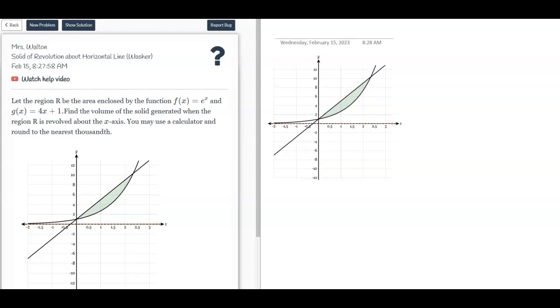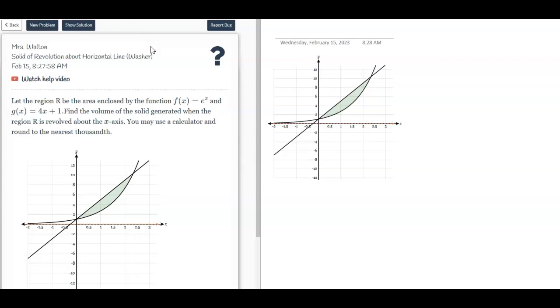Hello, today we are continuing our unit on volume and specifically solids of revolution. The figures today are going to be a little bit different than yesterday because we're going to be using something called the washer method and not the disk method. So let's go ahead and talk about what that means.